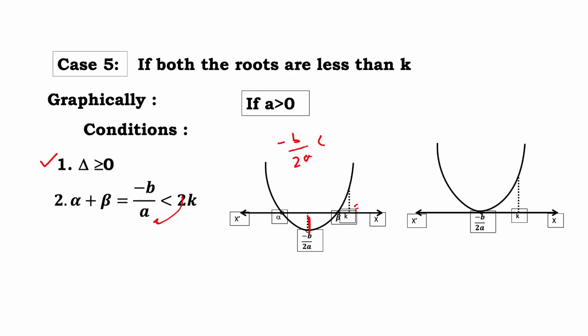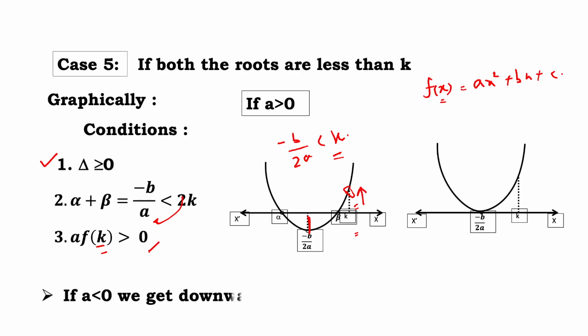This is true. And the third, a into f(0), right? a into f(0) was for both the roots being positive or negative. For this case, this is a into f(k). If you put this k in the quadratic, f(x) equal to ax square plus bx plus c, so in this you will put the value k, right? Then a into f(k) greater than 0, again you will get the same thing, right? For a less than 0, you will get the same condition on this, right?